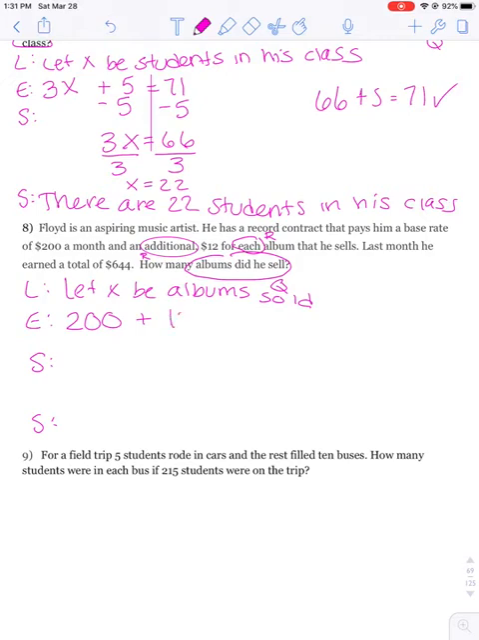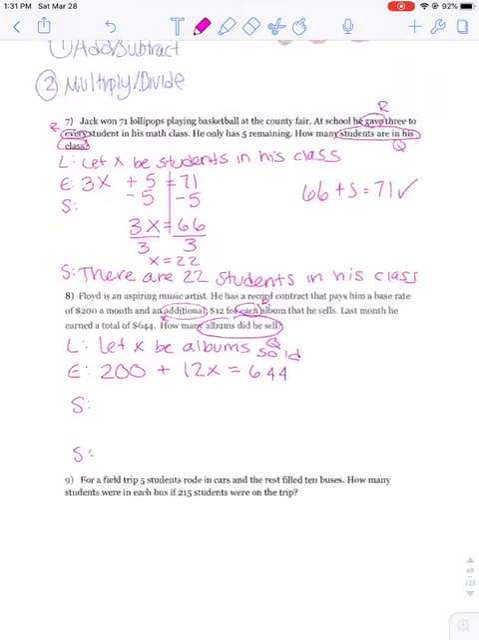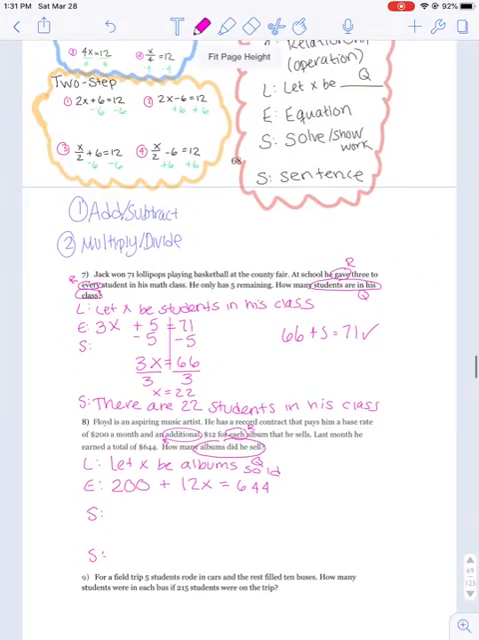Then he gets an additional $12 for each album. So 12x. So take the number of albums he sold, multiply it by 12. That makes sense? And then he earned a total of $644. Again, total wouldn't really be a relationship because it's just telling us the amount he had, the amount that goes on the other side of the equation.